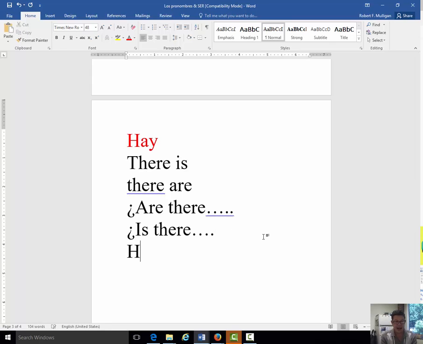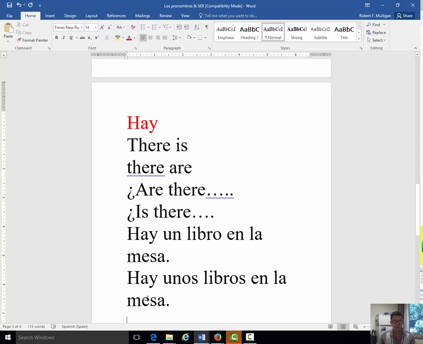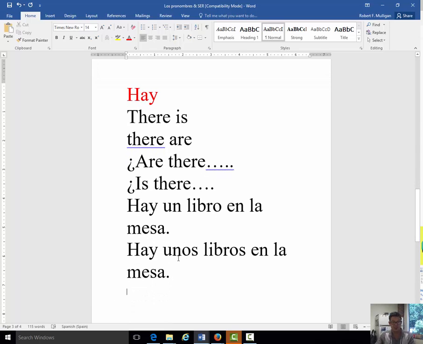Example, hay un libro en la mesa. There is a book on the table. And how do we know it means there is? Because we have brains and we can think logically. The context informs us. Another example. Hay unos libros en la mesa. There are some books on the table.